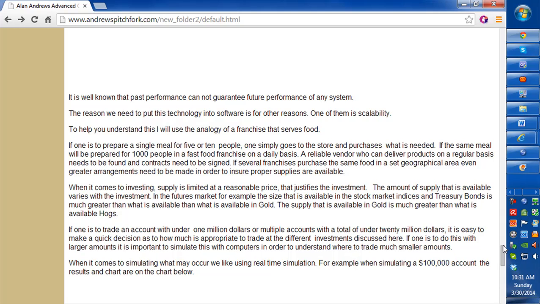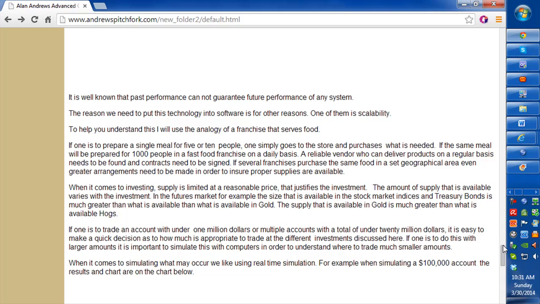If several franchises purchase the same food in a set geographical area, even greater arrangements need to be made in order to ensure proper supplies are available. And McDonald's even locks in certain prices by locking in those prices in the futures market.